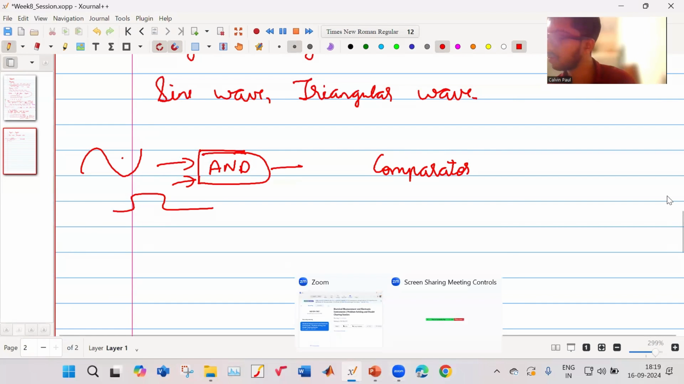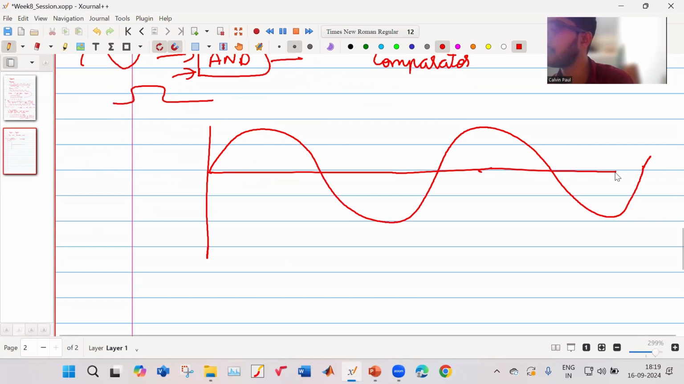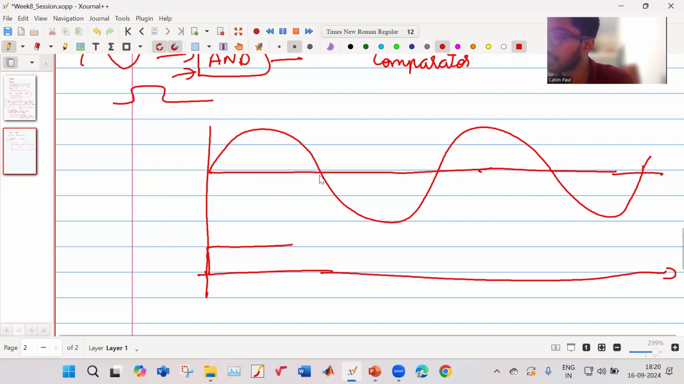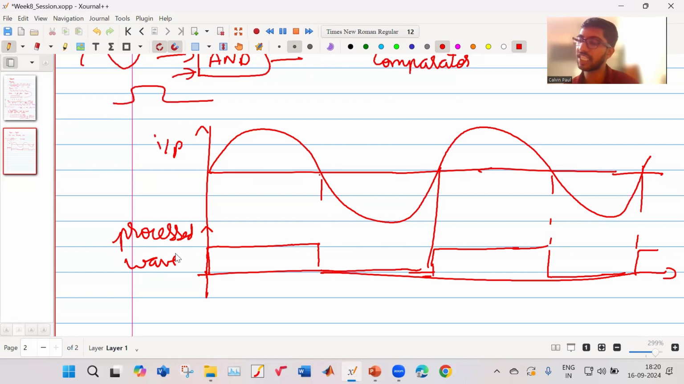So if this is my sine wave, we have a comparator which will be high when the wave is positive and low when it is negative, and again it will go high and then low, and then again high. So this is the input sine wave, and this is the processed wave. It is being computed, some change has been made.